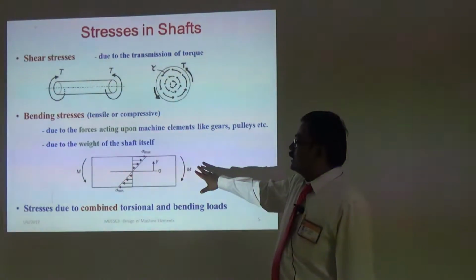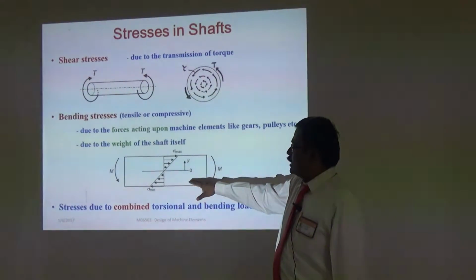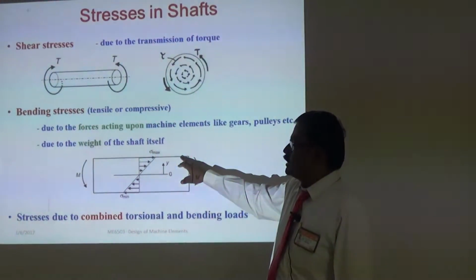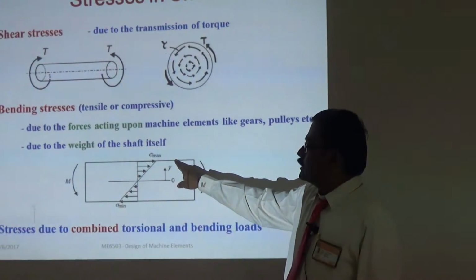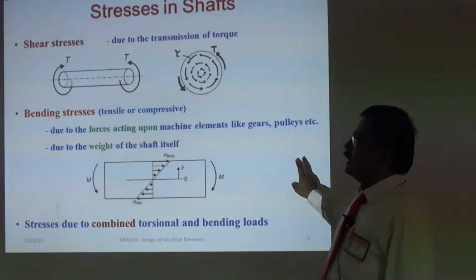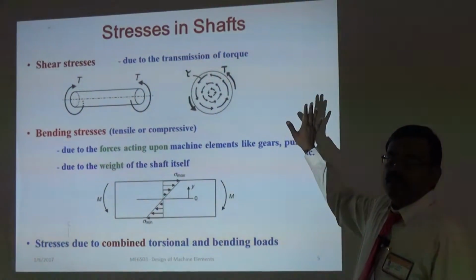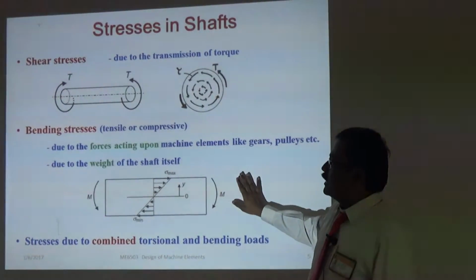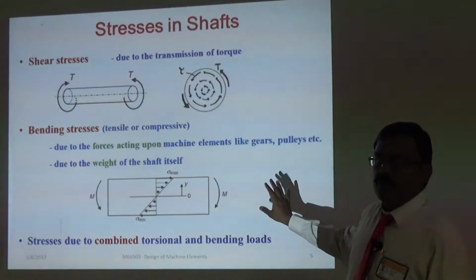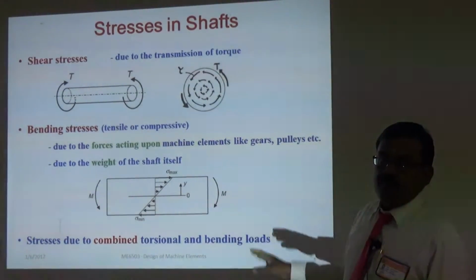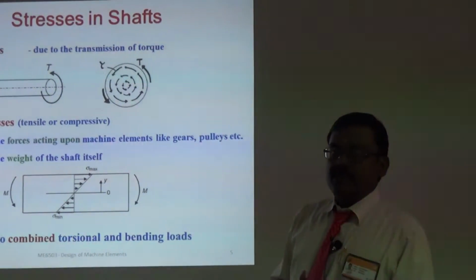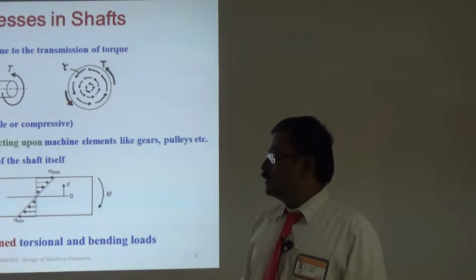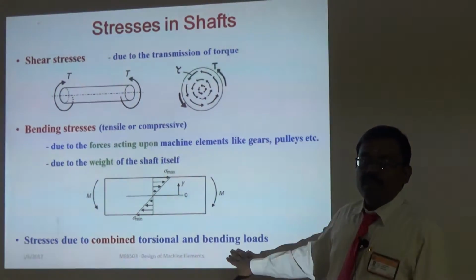If you see the bending stress distribution, again in the same pattern, the bending stress at the center or axis of the shaft will be 0, and if you move towards the outer surface of the shaft, the stress value will be maximum. When the shaft is subjected to pure torsion or twisting moment, we have to consider this shear stress alone. Suppose it is subjected to pure bending moment alone, then you will have only bending stress. But in any operating condition, any shaft will be subjected to a combination of these two, bending moment and twisting moment. So, it will be subjected to combined torsional and bending stress.